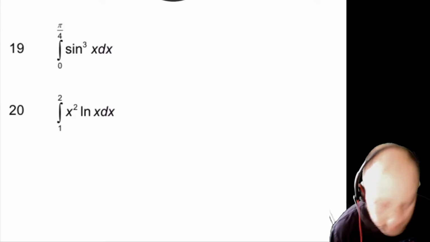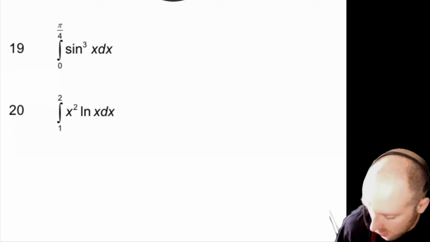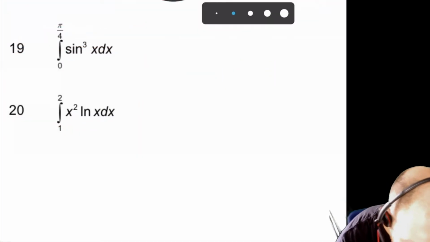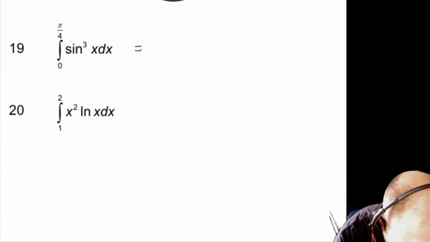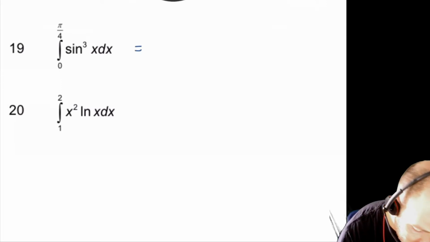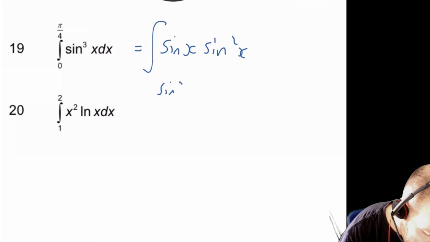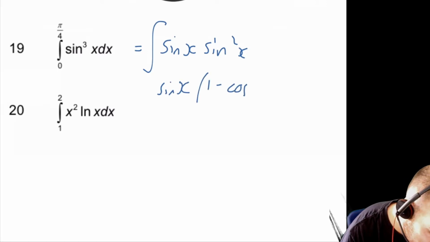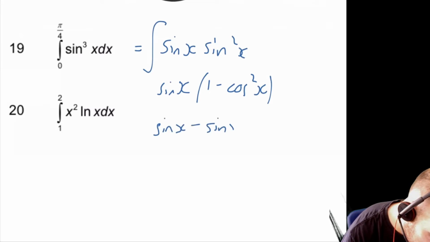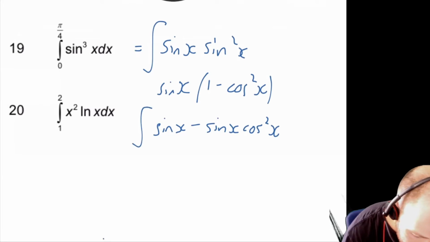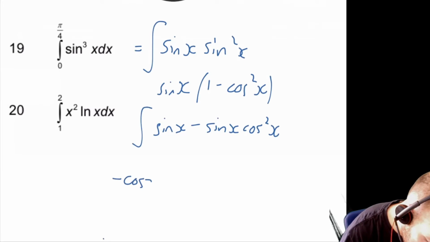Cool. All right. Hopefully that was enough time. So first one, we did this on Wednesday. Hopefully you remembered it. To do sine cubed, you split it into sine times sine squared. Then we split the sine squared into 1 minus cos squared, then multiply that out to get sine x minus sine x cos squared x. Sine x integrates to give us minus cos x.